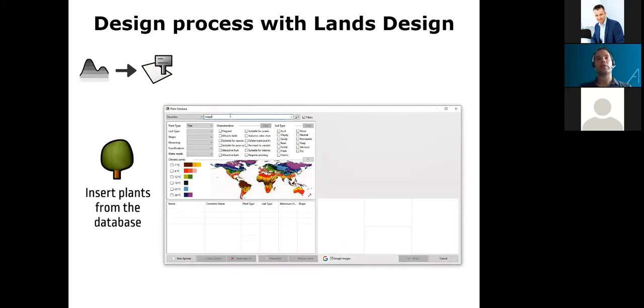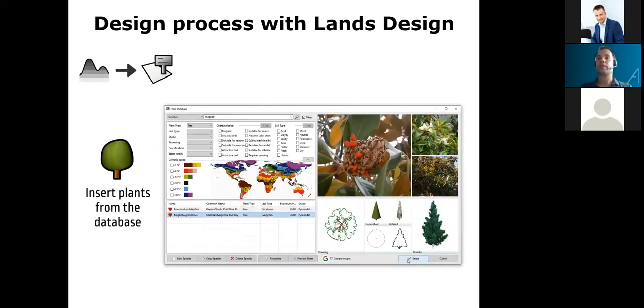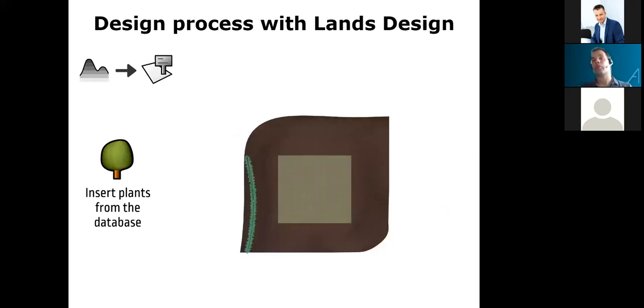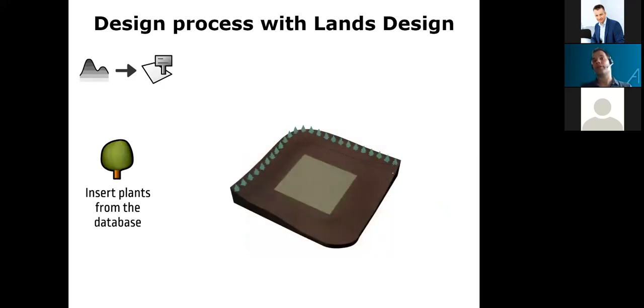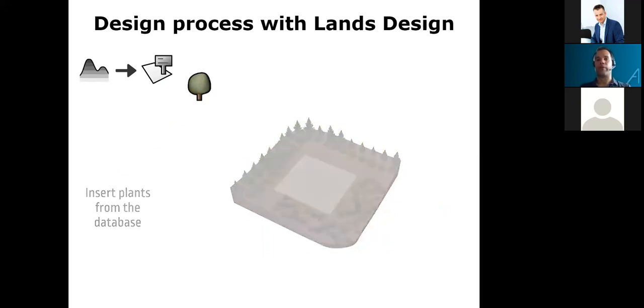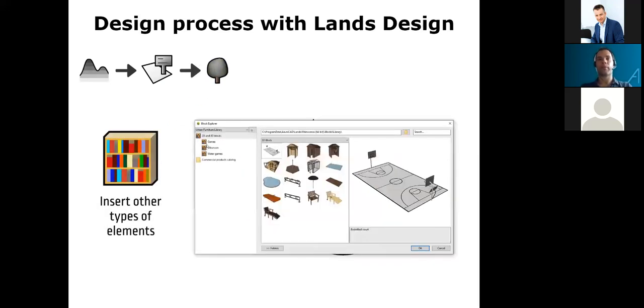So we can search for one specific plant species, and we can insert them individually or also arranged in rows, as you can see here, in rows that are completely parametric. So we can define the number of units and the separation among these units. We can arrange also plants in forest, as we can see here, and we have full control of the number of units and all the parameters.